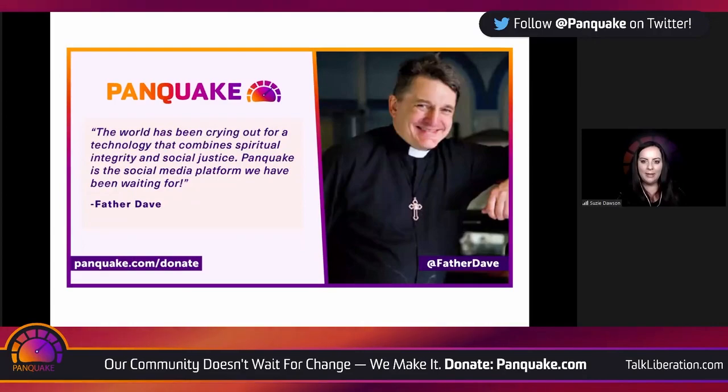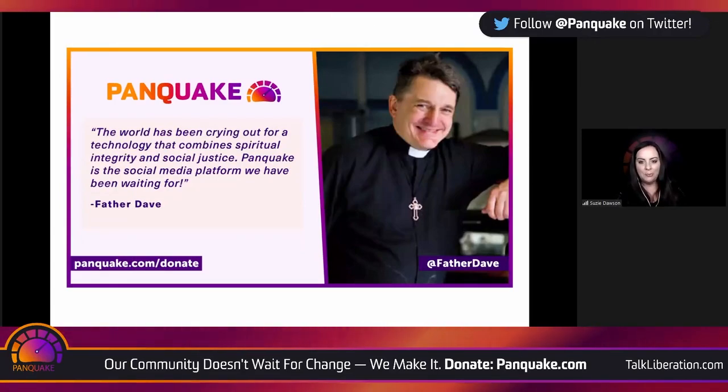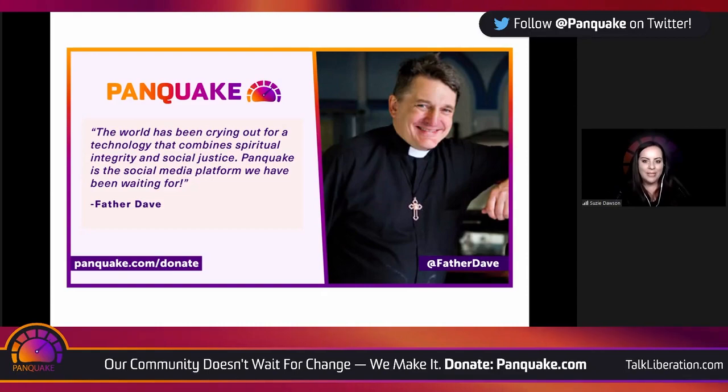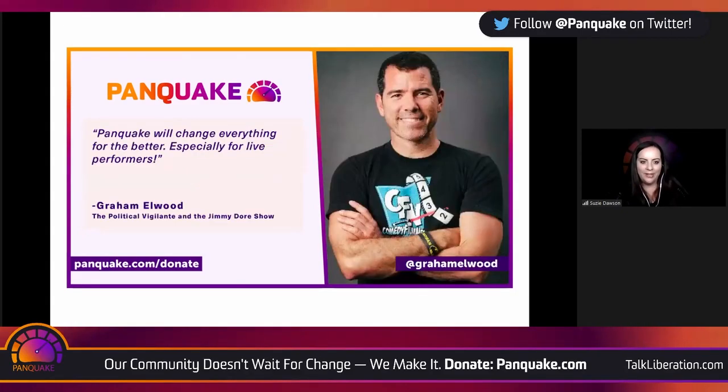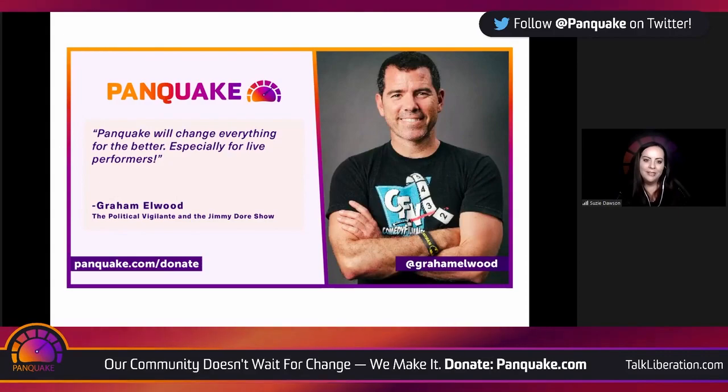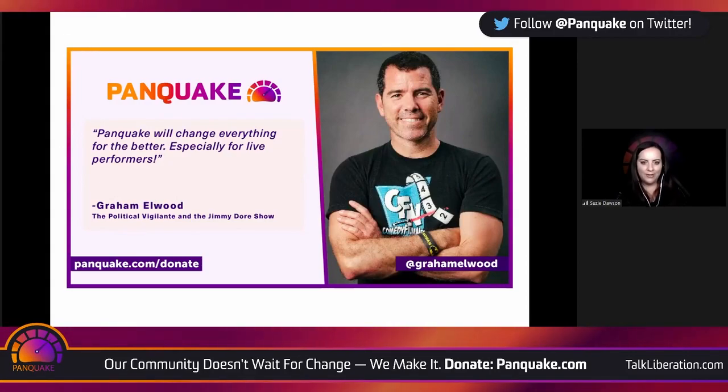We actually have 17 different public figures who have endorsed Panquake so far. Though to be fair, we could probably have had a lot more, but we spend our time building the application and not just concentrating on endorsers. So there you go. Even Father Dave, who was with Julian Assange and the Ecuadorian embassy, is totally on board with Panquake. Graham Elwood, the political vigilante: Panquake will change everything for the better.